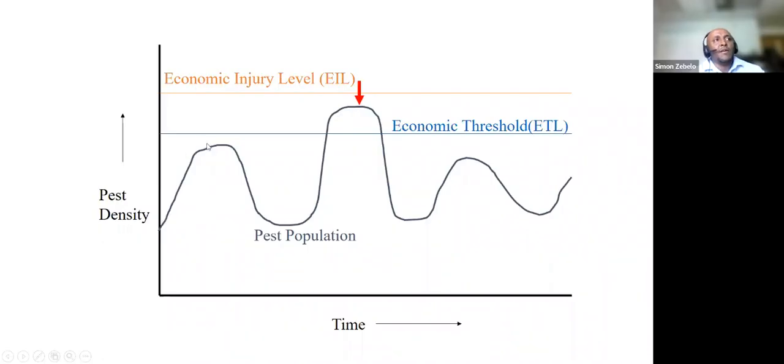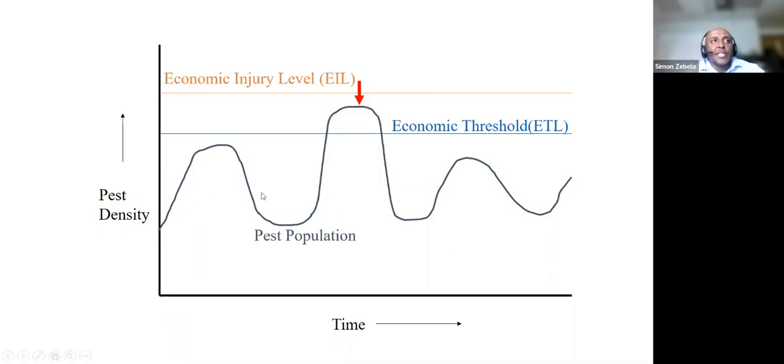Then the population of pests fluctuates up and down, but when the population passes the economic threshold level, and before it reaches the economic injury level, we have to apply pest management, especially a chemical control system. We can keep the fly population below the economic threshold level by using cultural methods, by managing manure, managing moisture, sanitation, or using biological controls.